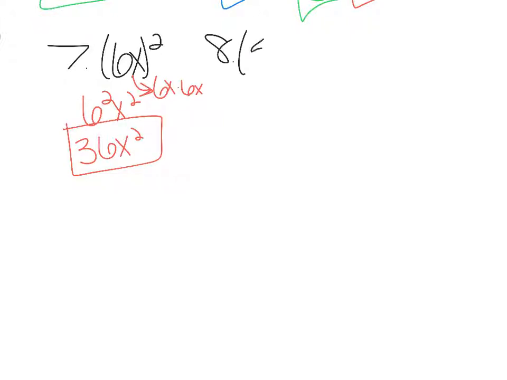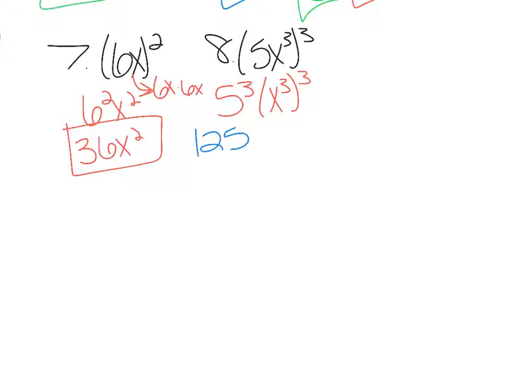Number 8 says (5x cubed) cubed. Okay, so same thing as we just did. I have the power of a product. The big thing with these ones is don't forget about the coefficient. If that 5 is inside the parentheses, that 5 has to be cubed. So it's going to be 5 cubed, and then I also have to take x cubed, cubed. Well, 5 cubed is 5 times 5 times 5, which is 125. And then when you take x cubed, cubed, this is a power of a power. So we multiply the exponents, I'd get x to the 9th.